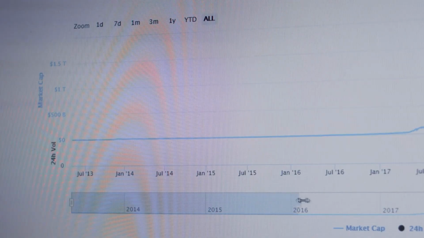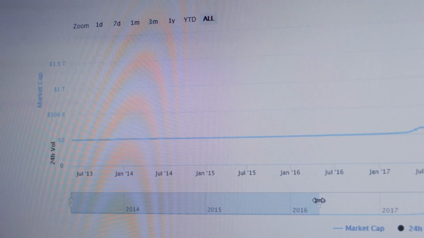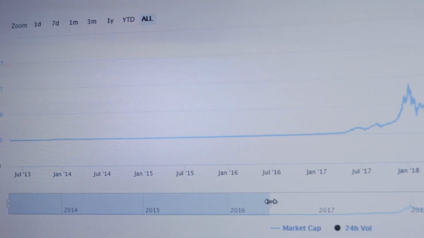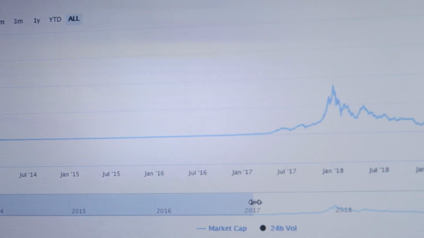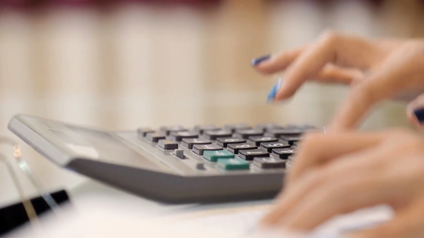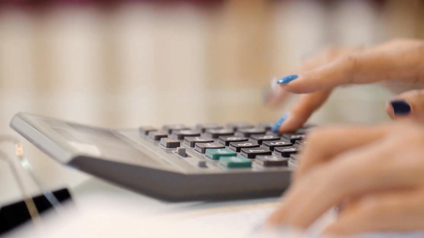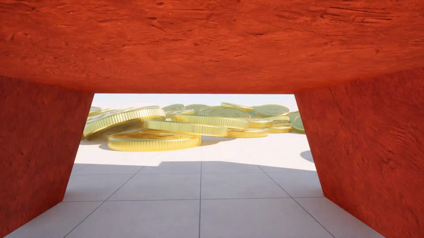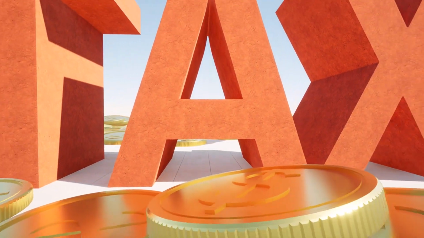When you sell your crypto, you'll need to determine the fair market value in USD on the date of sale. This is called your cost basis. Subtract the sale price from the cost basis to find your gain or loss. If you have a loss, it can be used to offset future gains or up to $3,000 of your taxable income per year.